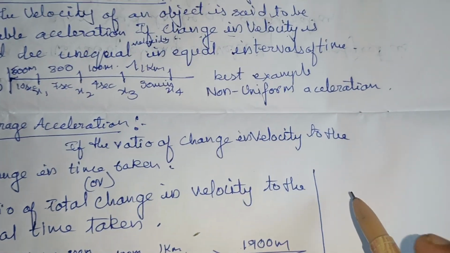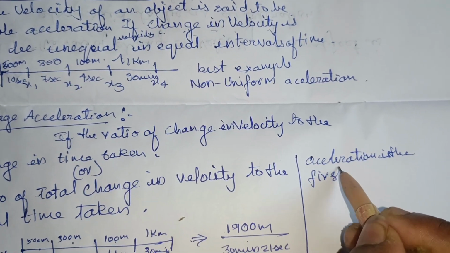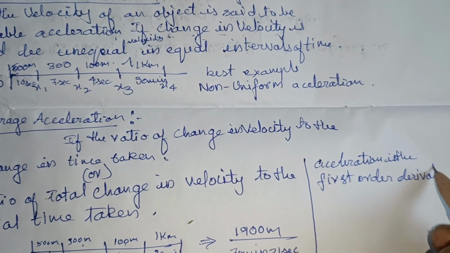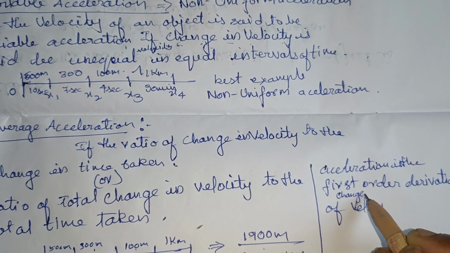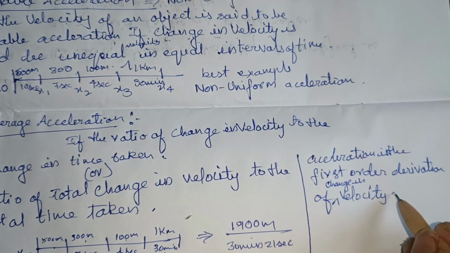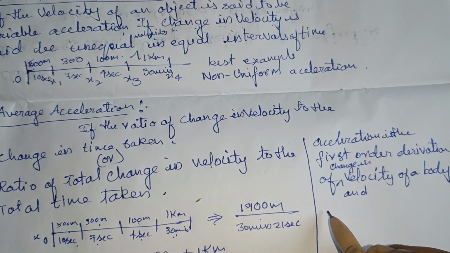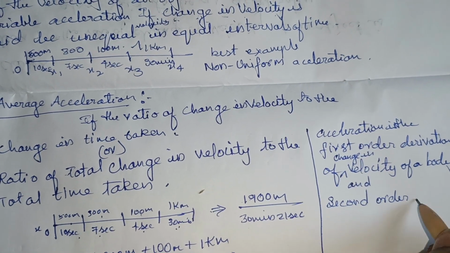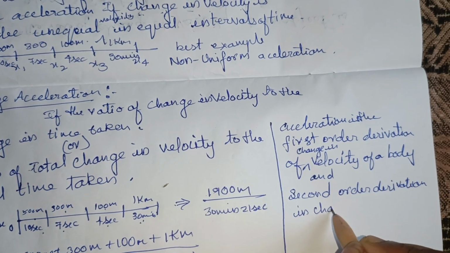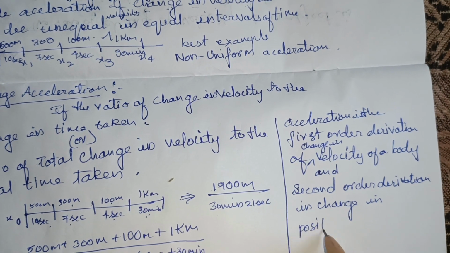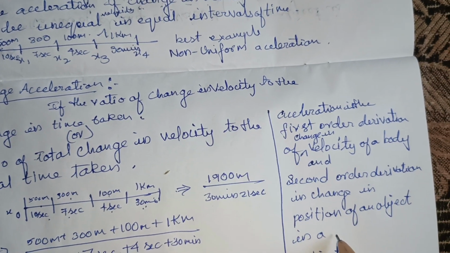In the next sense we can write that acceleration is the first order derivative of velocity, that is, change in velocity of a body, and the second order derivative of change in position of an object in a particular time.